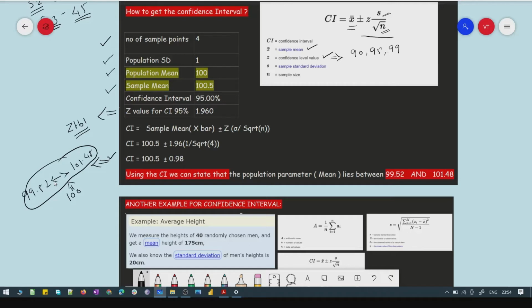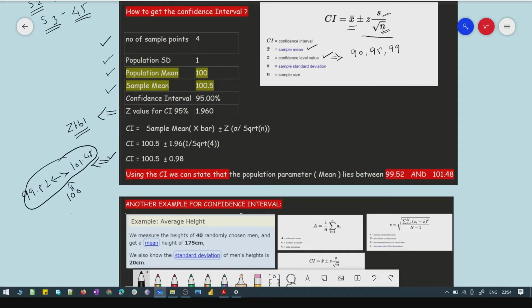This is how you can determine the confidence interval. Let me go through it again so that you have a clear understanding. The confidence interval is given by x bar, which is the sample mean, plus or minus z, which is your z value, into s divided by square root of n.